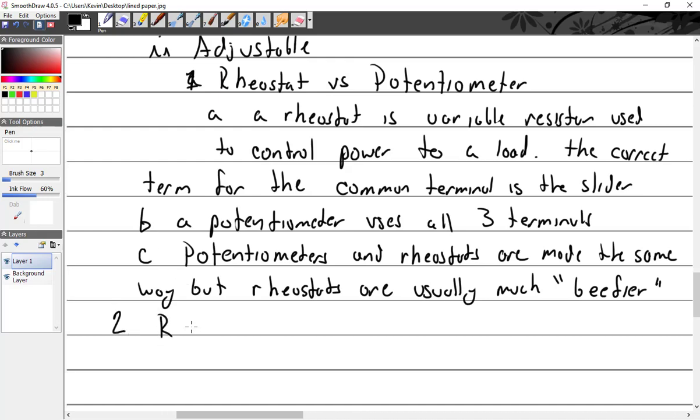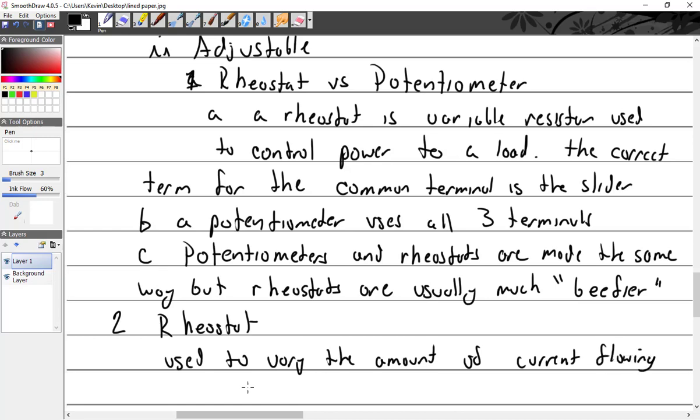And I'll put a note on a rheostat. Rheostat use to vary the amount of current flowing in a circuit.